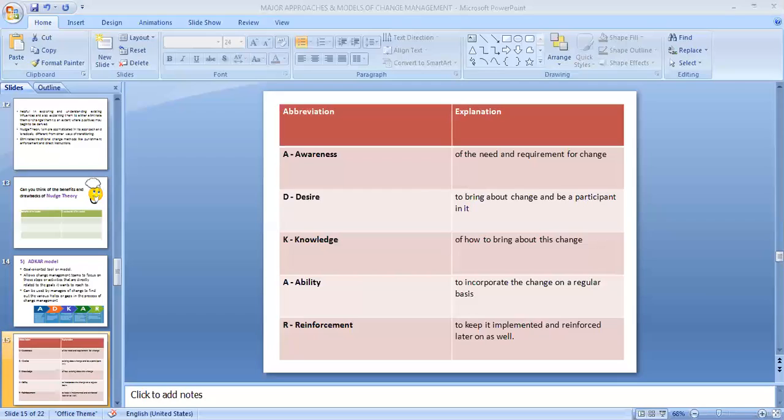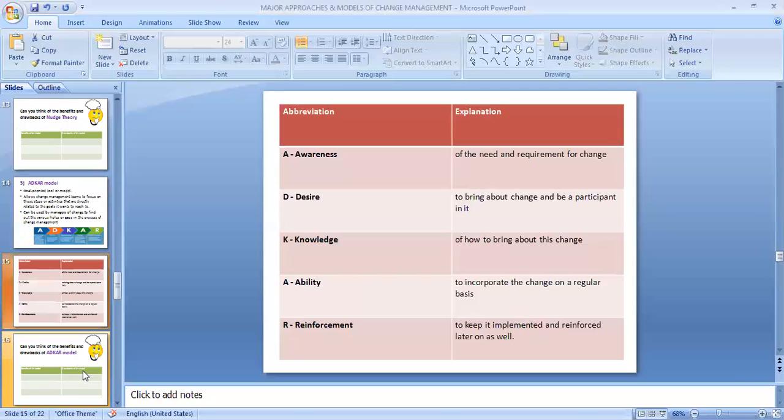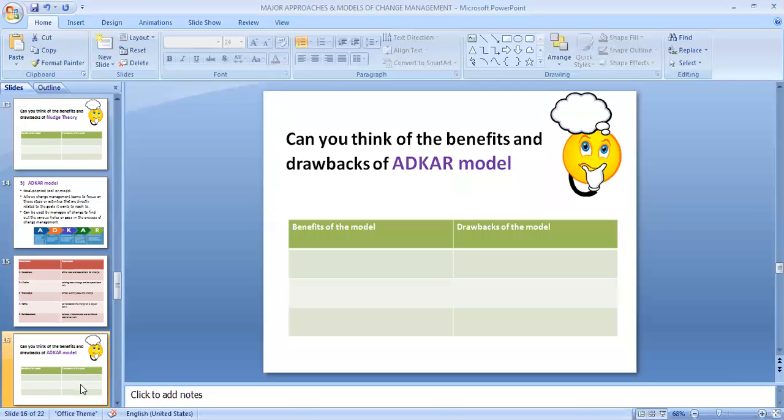So this reinforcement is also important in order to keep it going, and in order to sustain the change, this reinforcement is important. Now, just like we have done for the other models that we have discussed, can you think of some of the benefits and drawbacks of the ADKAR model? So please pause the video and come up with some of the answers on your own.